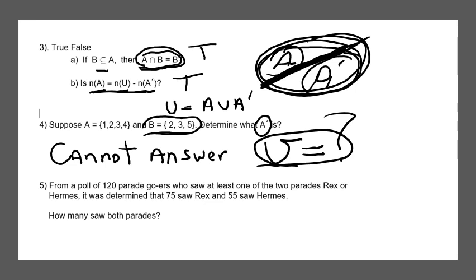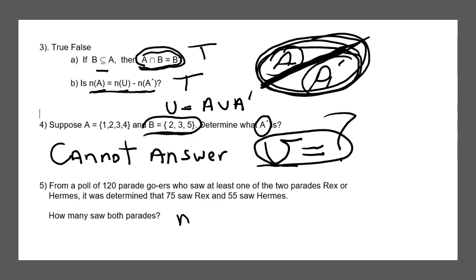One has to do with the number of subsets. I am not choosing things from a set. I am not choosing things that I'm going to put on my sandwich. I'm not choosing cities I'm going to visit. So this is not how many subsets I have. What I'm looking at is 120 parade goers saw at least one of these two parades.